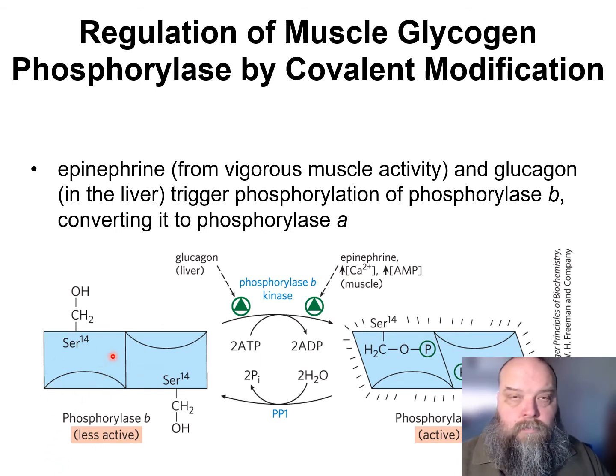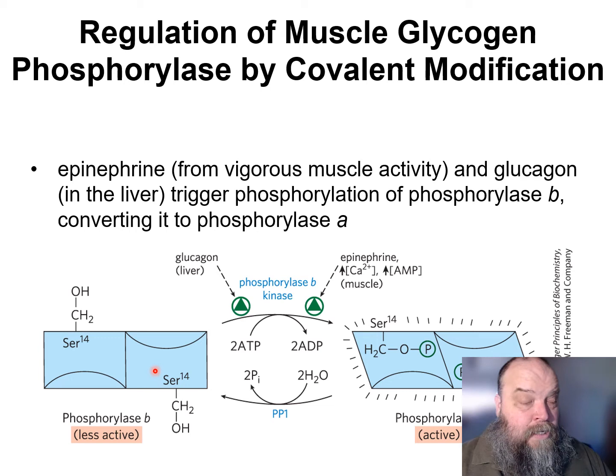B, as we see here, sits there. It's less active. It is liberating some glucose molecules from glycogen, but not a lot. Until outside signals, hormone, glucagon, or epinephrine, boom, hit the cell. This is going to tell phosphorylase B kinase, activate this, which is then going to phosphorylate two serine residues in phosphorylase B.